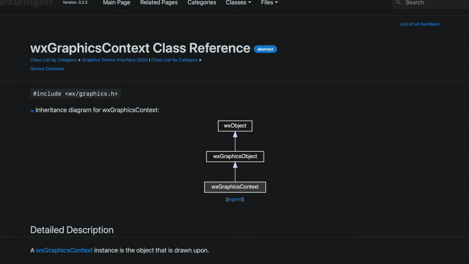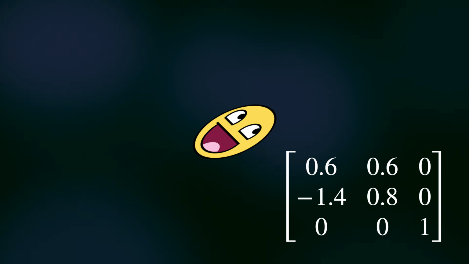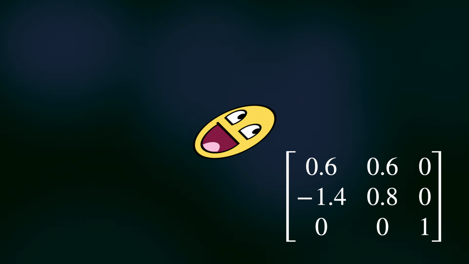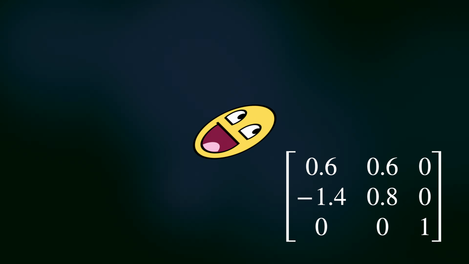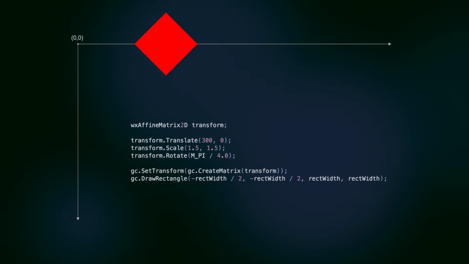wxWidgets offers impressive multi-platform drawing capabilities, including the ability to rotate, scale, move, and even apply a custom transformation matrix to an object. For this tutorial, you won't need to know the underlying mathematics of that process, but if you are curious, check my custom controls video, where I explain that in depth. What you need to know for now is that you can stack these transformations together.